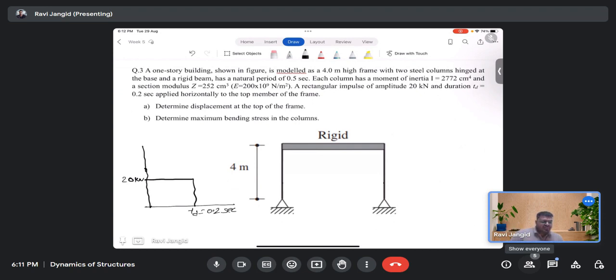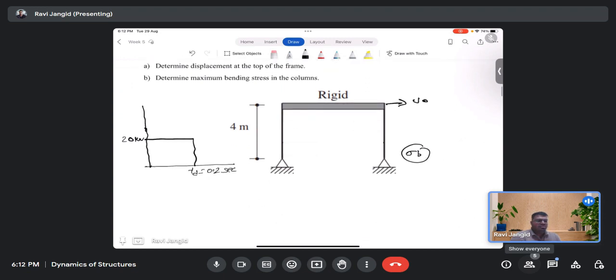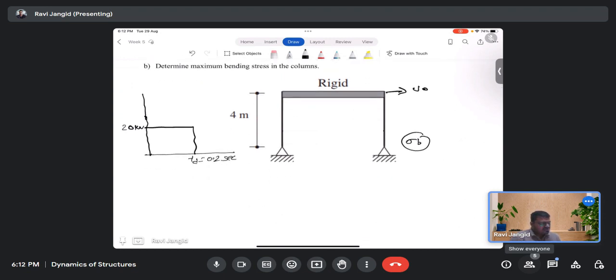For this, we need to find the displacement at the top of the frame u naught, and we need to find the bending stress sigma b in the column. This kind of problem, in which we find the stiffness and so on, we have done. First find the stiffness of the system. For a pin supported column, the stiffness would be 3EI by L cube. For the whole system, k would be 2 times k1, so this becomes 6EI by L cube.